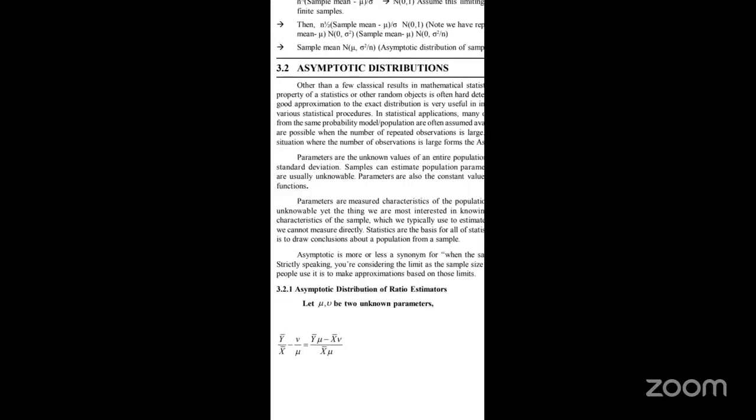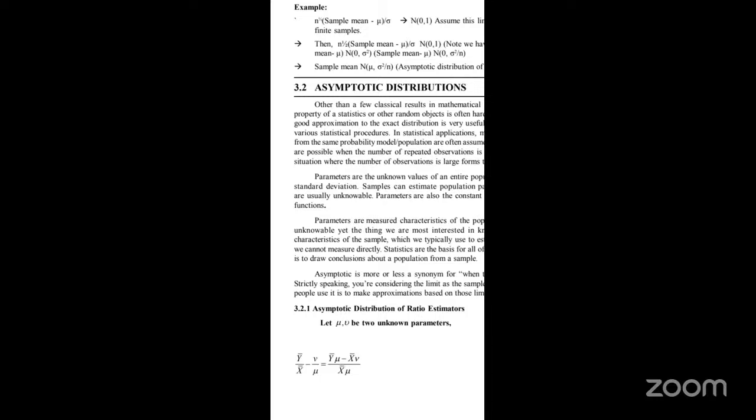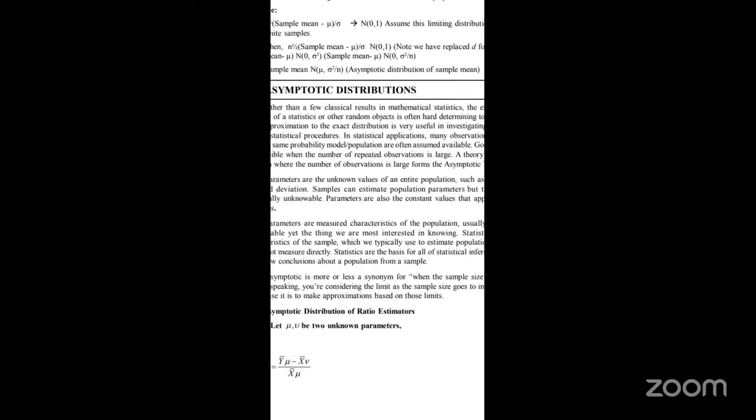Other than a few classical results in mathematical statistics, the exact distribution of a statistic or other random object is often hard to determine to the last details. A good approximation to the exact distribution is very useful in investigating the properties of various statistical procedures. In statistical applications, many observations, say n of them, are possible when the number of repeated observations is large. The theory developed for the situation where the number of observations is large is the asymptotic theory.